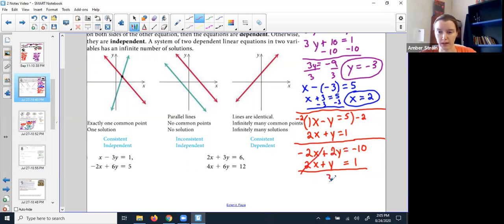+2y plus another y would make it 3y. And -10 plus 1 makes -9. Kind of looks familiar, right? So in that last step, when I divide by 3, we do end up with the same answer as before, which makes sense. We were expecting it.